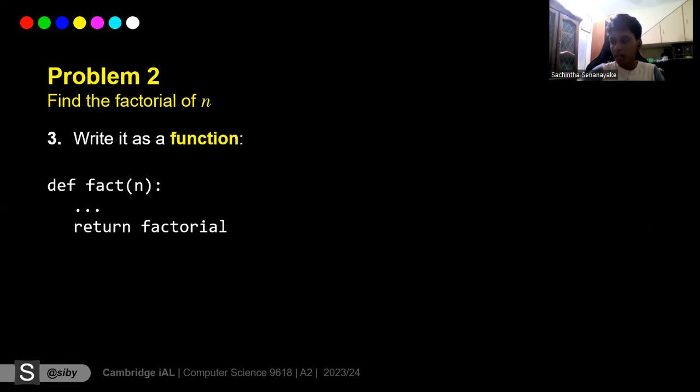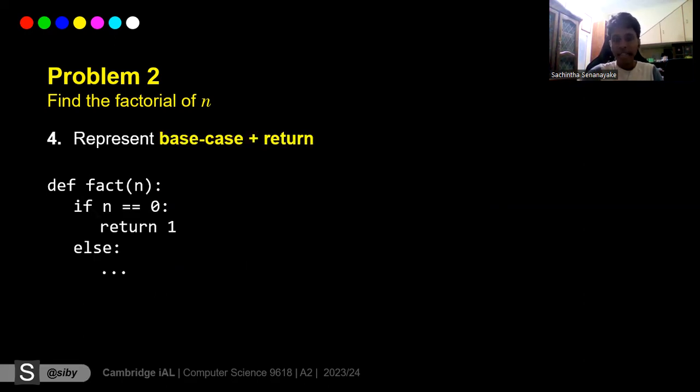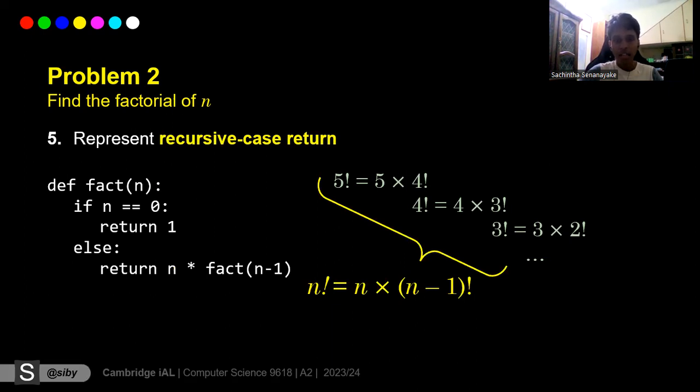Right. Let's now do the programming part. We represent the factorial problem as a function. We say def fact(n): return factorial, right? Of course, we'll get rid of factorial soon, but the word factorial is to represent the final answer we need. And then we represent the base case and its respective return. When n is equal to 0, we return 1. That is, when 0 factorial is what you achieve at the end, you will return 1 straight away because it's defined as 1. And then our recursive case return would be return n into factorial n minus 1.